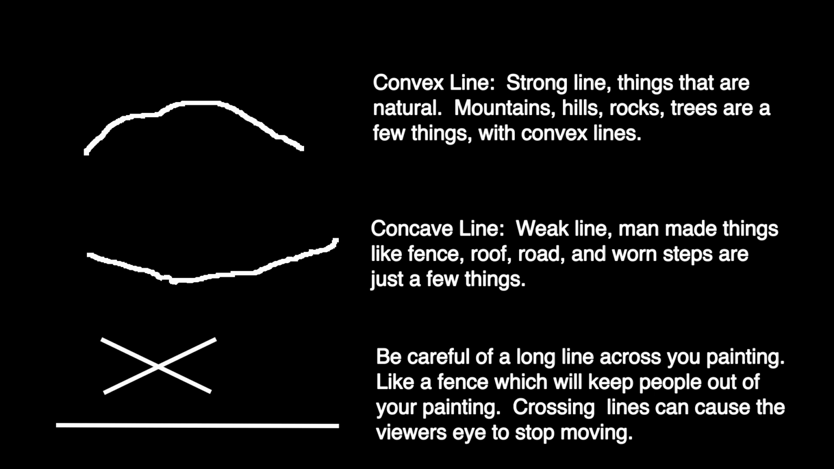Concave lines are said to be weak and are used for man-made things. Examples would be a roof of a building, fence, or road. Remember, man is weak next to Mother Nature. It can also add a quality to your painting by making a fence or a roof more concave than it is.